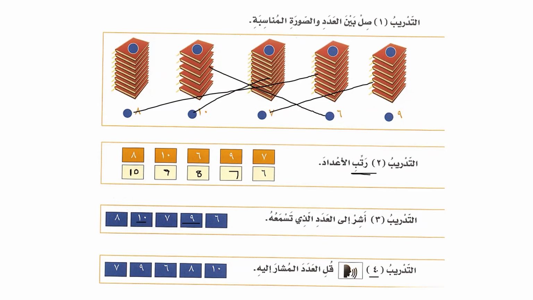التدريب الرابع, practice number 4. قل العدد المشار إليه. Now you have to say the number that is being pointed at. So for example, I point at the number here. So now you have to say with me. For example, you say سبعة. Now I point here, so you say تسعة. Now I point here at this one, so you say ثمانية. Again, it's up to you. You have to practice now, inshallah. And I'm very sure that you will definitely carry on and practice as much as you can.